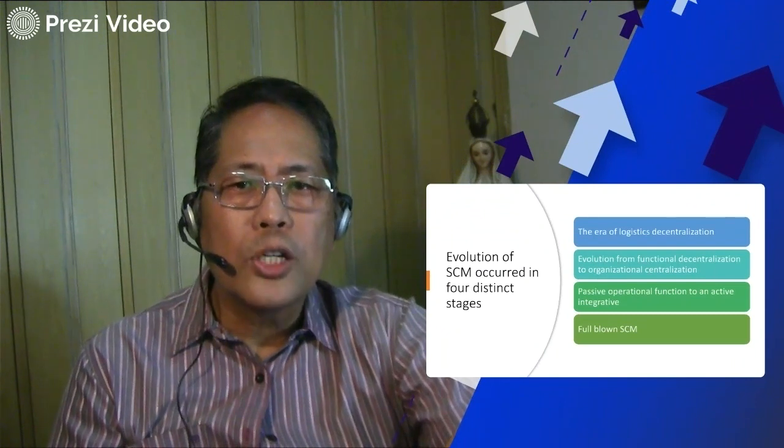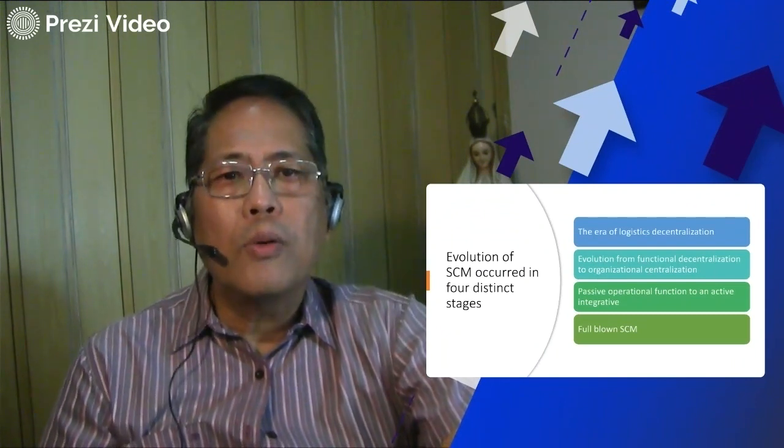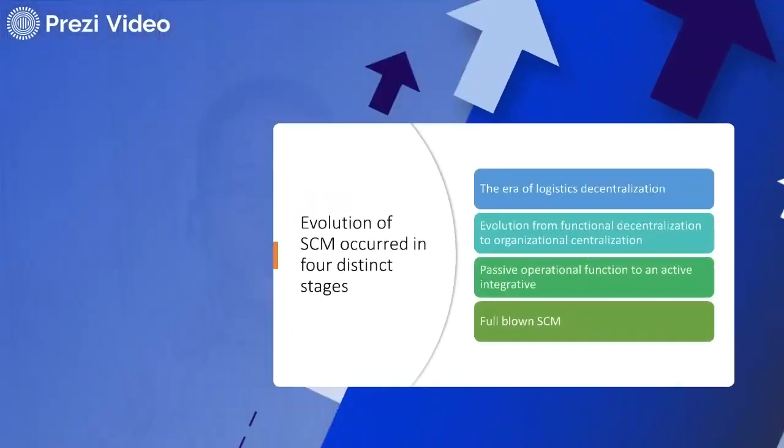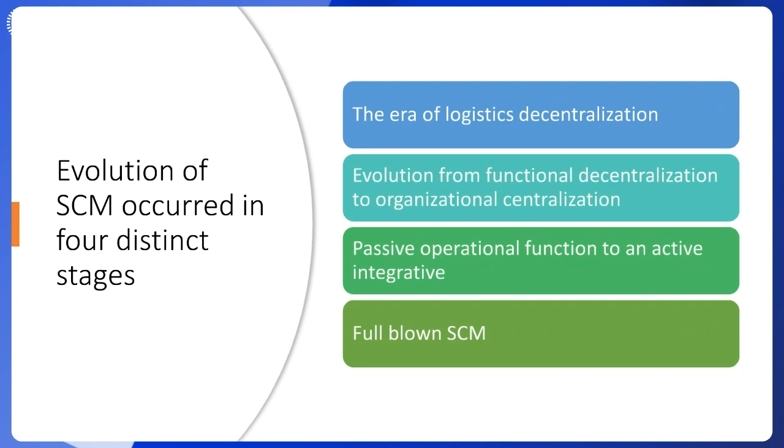SCM emerged from its foundations in logistics management. The evolution of SCM occurred in four distinct stages. The first stage is described as the era of logistics decentralization. In this stage, logistics was broken into several distinct functions and assigned to different organizational departments.